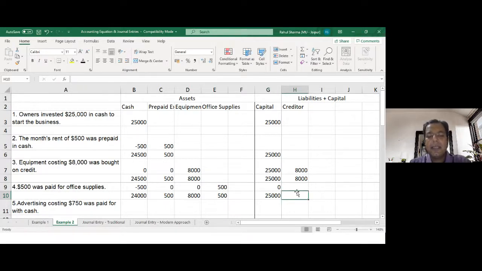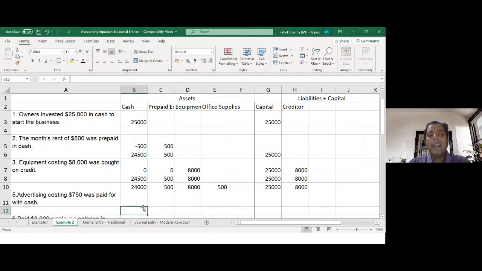Any changes on creditor? No changes on creditor. Again, zero impact on creditor. So my creditor remains 8,000. Right. I hope it's still balanced. Yes, 24 and 8, 32, and 1, that is the side of 3. Perfectly fine with us.